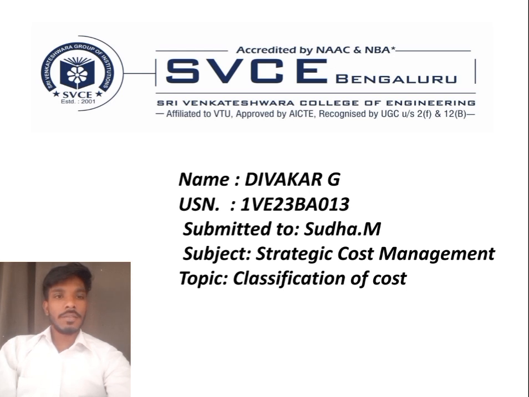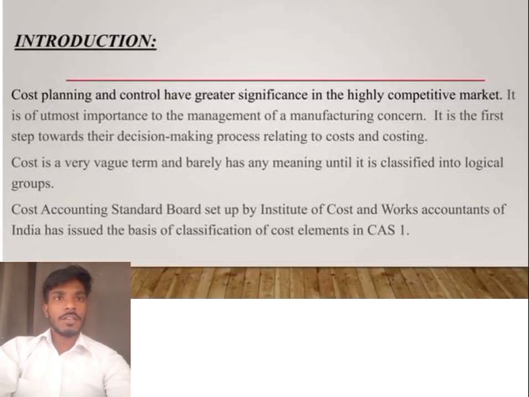Strategic Cost Management. Today's topic is classification of cost. First, introduction. Cost planning and control have greater significance in a highly competitive market. It is of utmost importance to the management of a manufacturing concern. It is the first step towards the decision making process relating to cost and costing. Cost has various terms and many units. It is classified into logical groups.